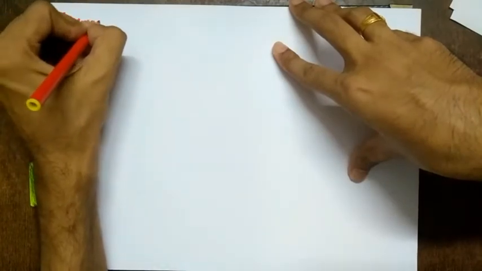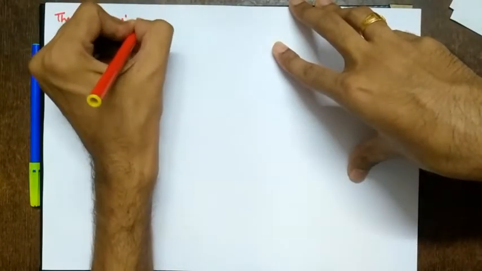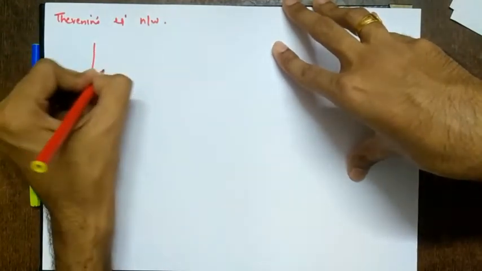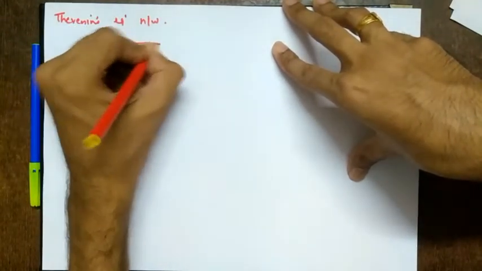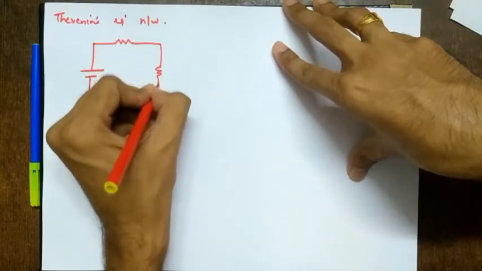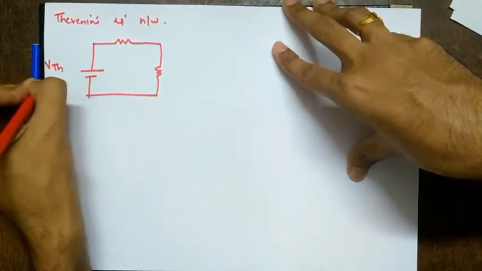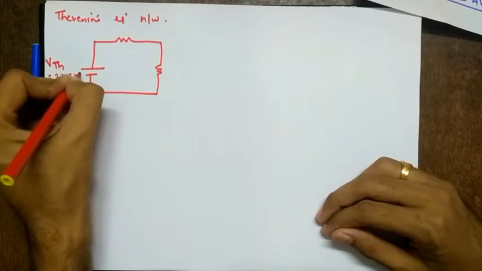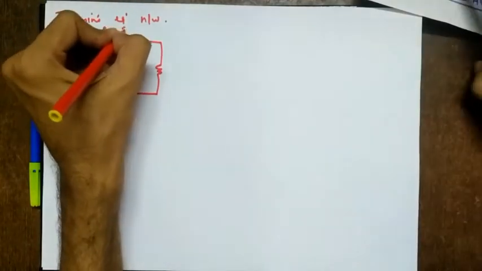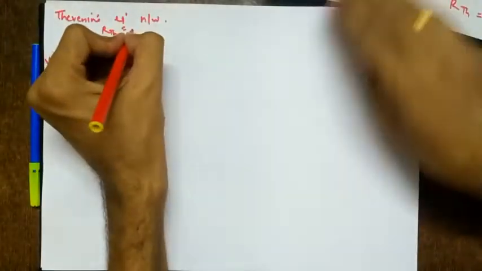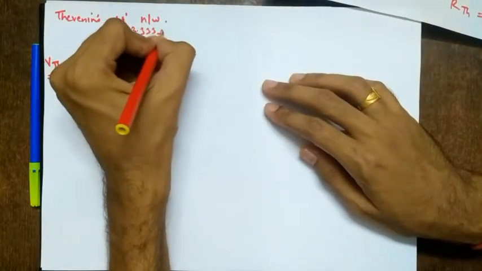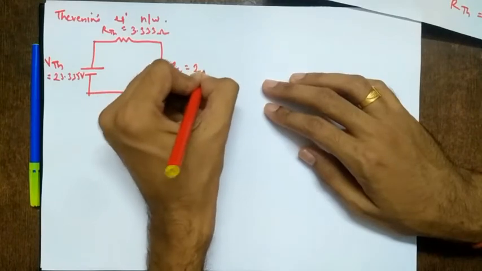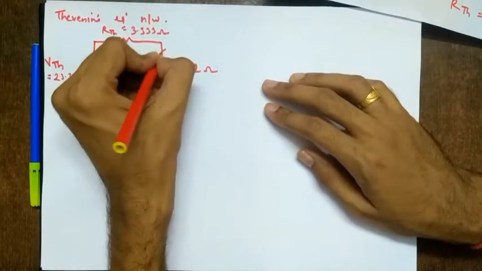So next we find Thevenin's equivalent network. So Thevenin's equivalent network, as we saw at the start of the lecture, is VTH, RTH and RL. So VTH equal to, what was VTH? 23.335 volts. What is RTH? 3.333 ohms. And RL is 2 ohms. We have to find current through 2 ohms. So let's say it is IL.